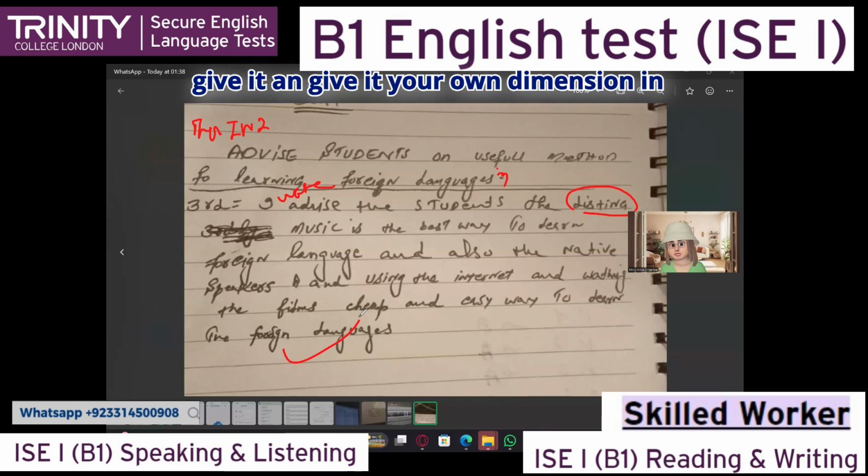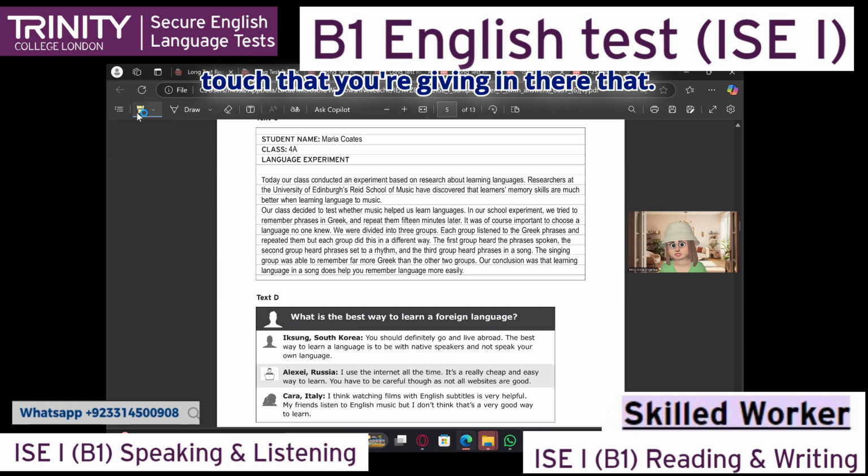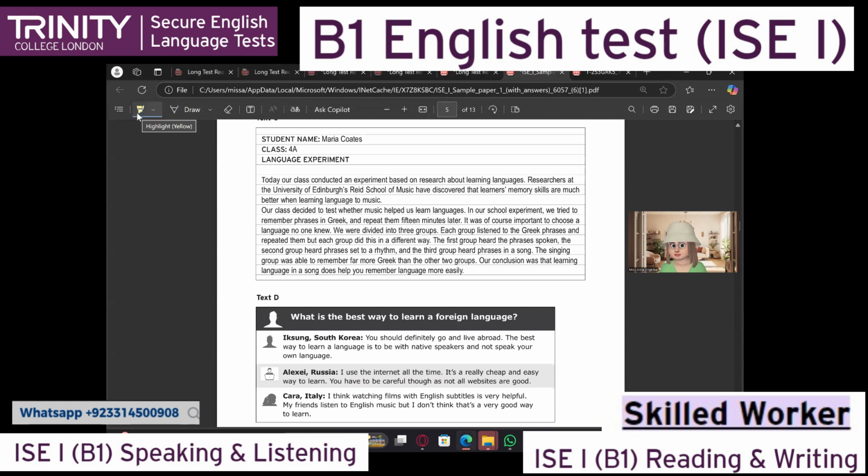I think you can even give it your own dimension in here, because you know what they have written here. They have given us a couple of ways. I just want to highlight to you, but I'm not mad at what you've written. You've done a great job. The touch that you're giving, that you're explaining stuff, that's also very nice, by the way.